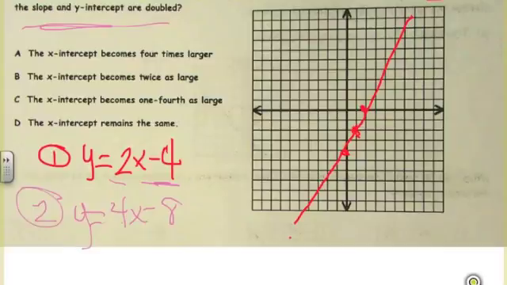And I notice that if I look at just the x-intercept, it's the exact same point for both lines. It didn't change. So then my answer choice is, that's wrong, that's wrong, that's wrong, it's got to be the x-intercept.